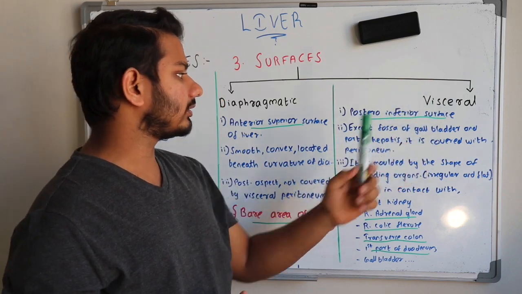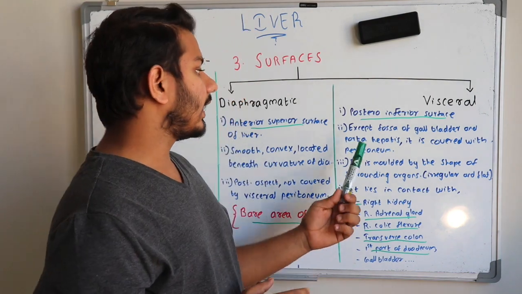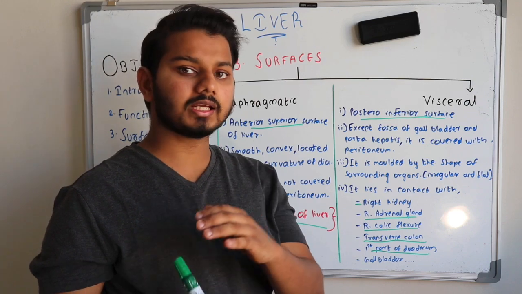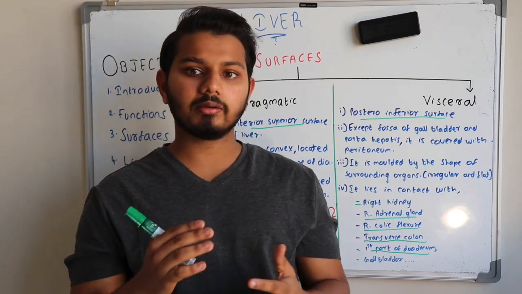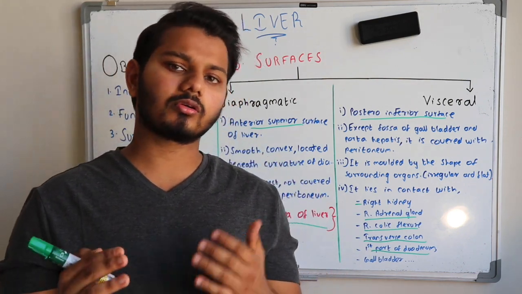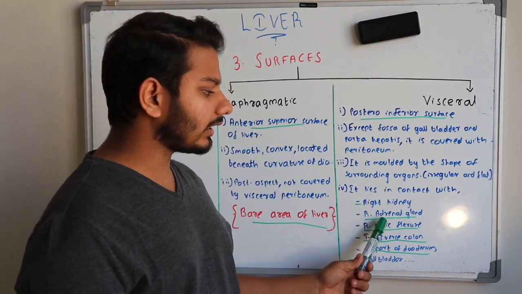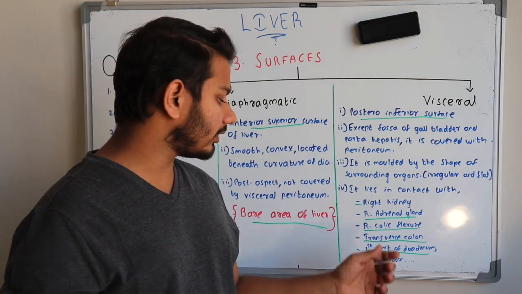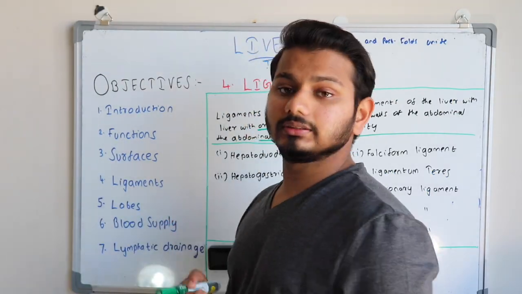The visceral surface, it is found in the posterior inferior surface of the liver. Except for fossa of gallbladder and porta hepatis, rest everything is covered by peritoneum. It is molded in the shape of the organs surrounding it. It has an irregular or flat shape. It lies in contact with right kidney, right adrenal gland, right colic flexure, transverse colon, first part of duodenum, gallbladder, stomach, etc.